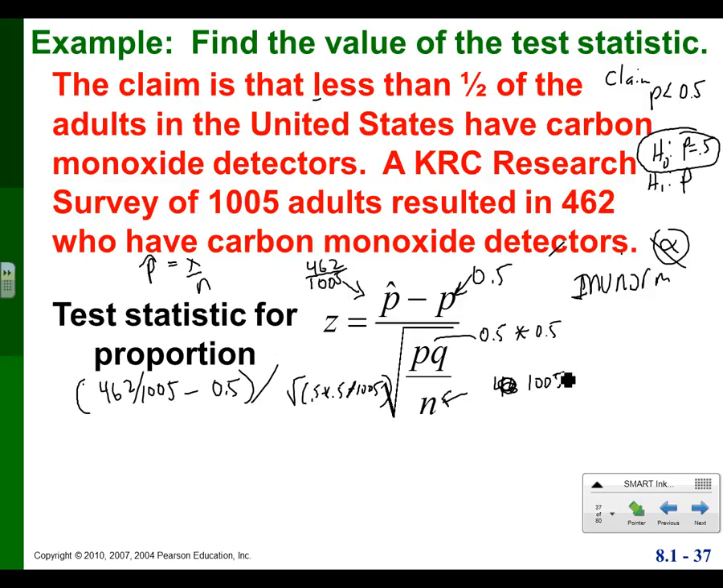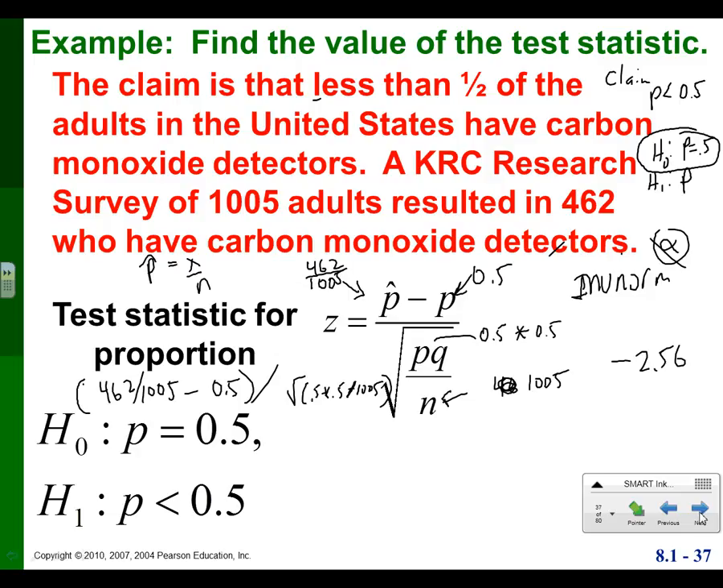What's the z-score? Anybody else get negative z-score? What'd you get, negative what? Negative 2.56. Did you get that? Okay. So we don't have alpha, we have the old school. It is less than 0.05.